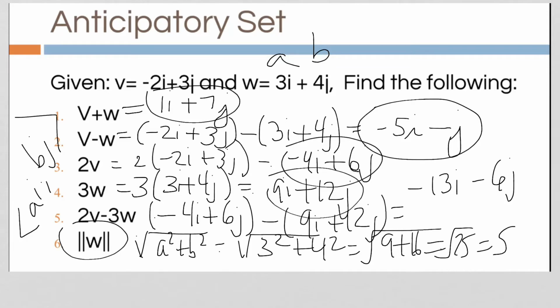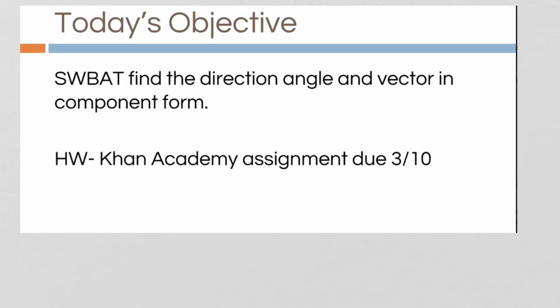Okay, so today's objective is to be able to find a direction angle and a vector in component form, meaning what's the ai plus the bj, besides using the angle. Don't forget about your Khan Academy homework assignment that's due next Tuesday, the 10th.